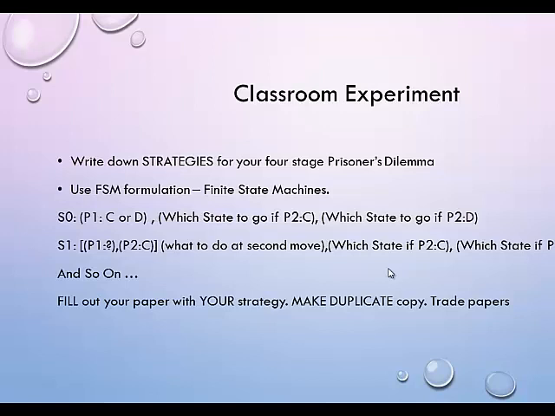So now in row 1, you write down C or D. Everybody has done that? Okay. So that's the first move.